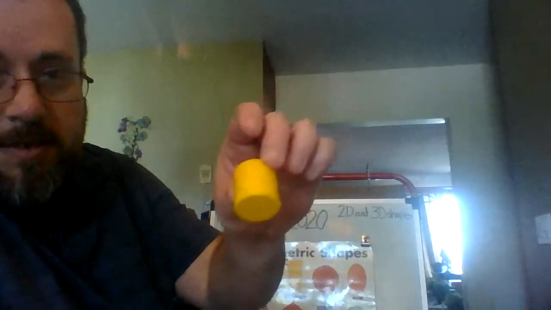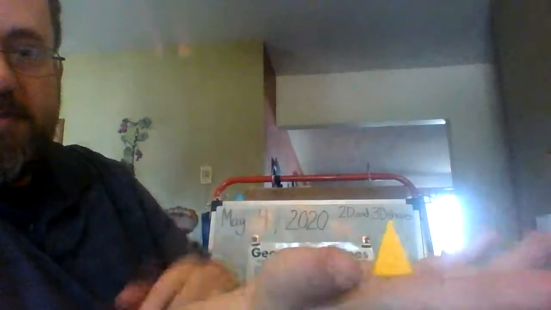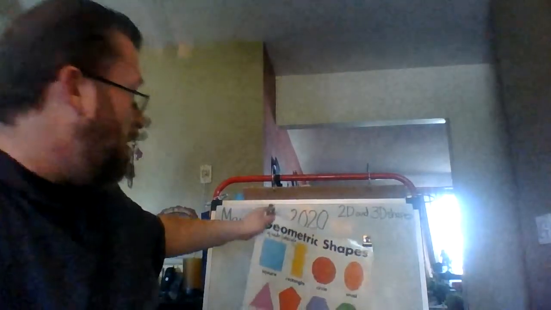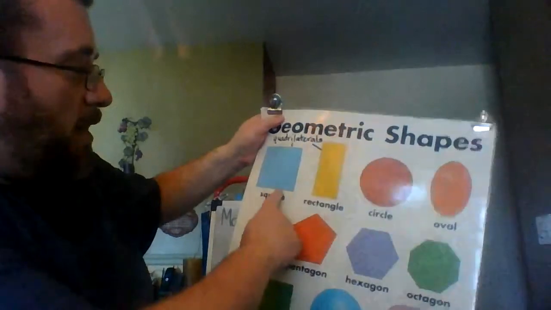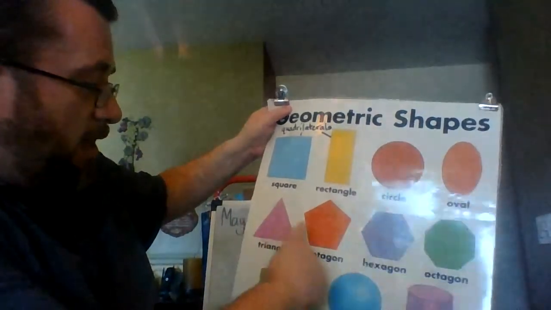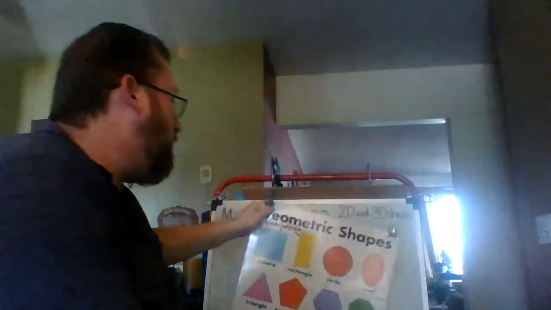So this is an example of a rectangular prism. This is an example of a cylinder. Here's an example of a cube. Here's an example of a cone. Here's an example of a triangular pyramid. The 2-dimensional shapes, again, are the ones that you know some about from kindergarten and first grade. Squares, rectangles, circles, triangles, pentagons, hexagons, octagons, even ovals. And there are others.